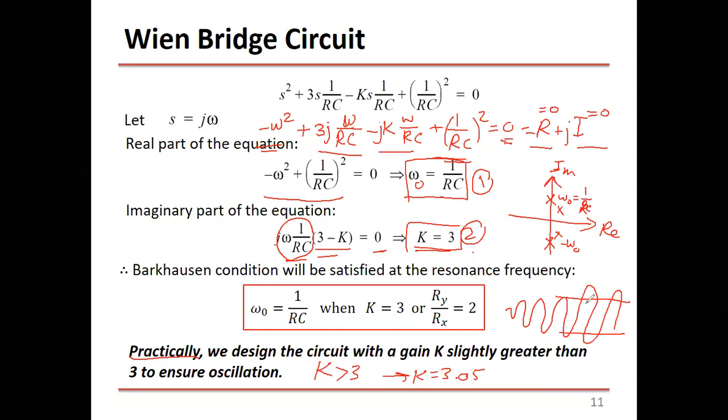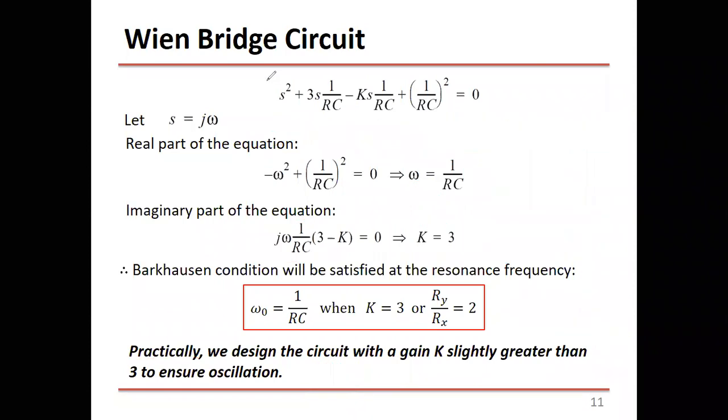Okay, so we design the circuit with K slightly above 3, which means that R2 over R1 has to be slightly above 2, right? Because remember that K is how much? If you remember, K is 1 plus Ry over Rx. So in this case, theoretically, we have to design Ry equals 2Rx, right? Or Ry over Rx has to be 2. Actually, we make it slightly above 2, like 2.05 or 2.01 or something.